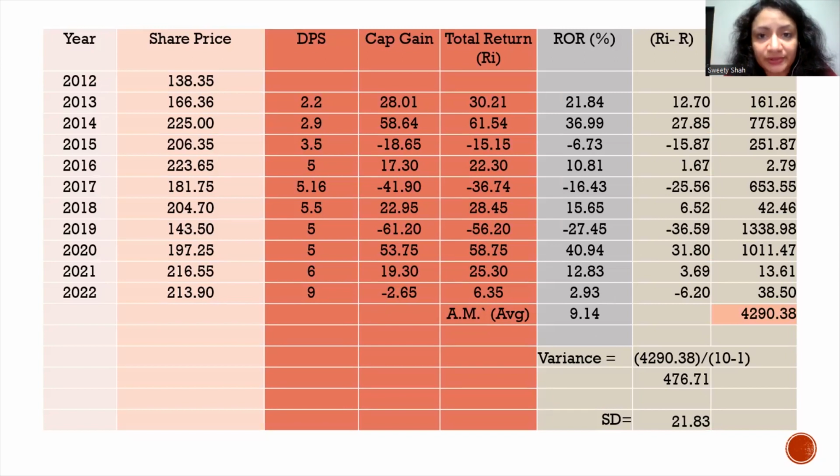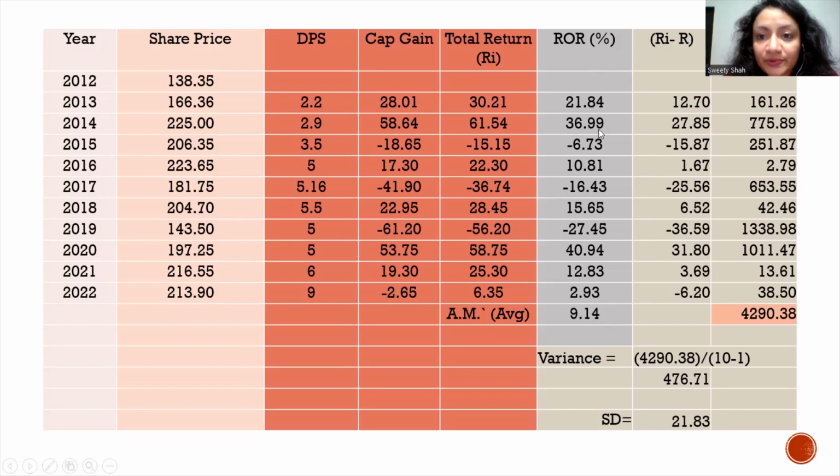But to understand the variability or deviation, or to calculate the standard deviation and the variance of this particular asset, share or stock, first we need to calculate Ri minus R bar. So what is my first Ri? Ri is nothing but the return values over the period of time, and R bar is our mean average value. So the first deviation would be 21.84 minus 9.14, which gives you 12.70.